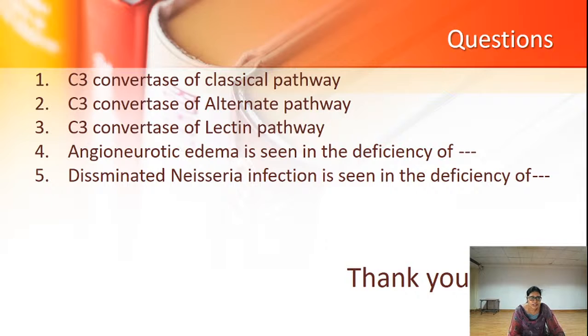And angioneurotic edema is seen in the deficiency of the classical pathway regulator, that is, overactivation of the classical pathway due to C1 esterase inhibitor deficiency. Now disseminated Neisseria infection is seen in the case of deficiency of the MAC, C5 to C9, which is the major part affected.